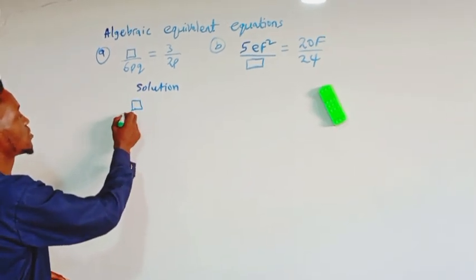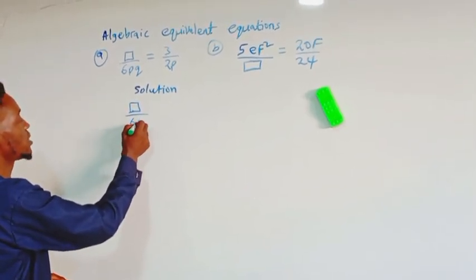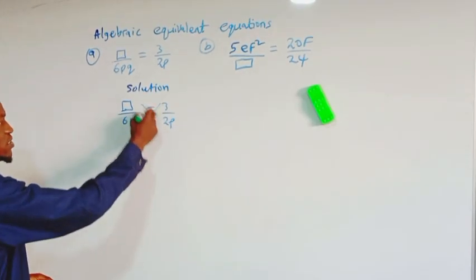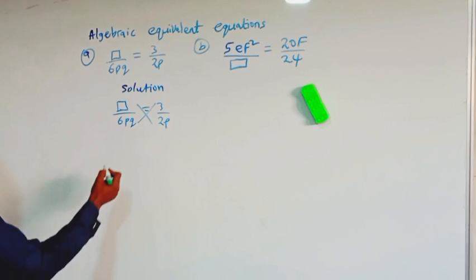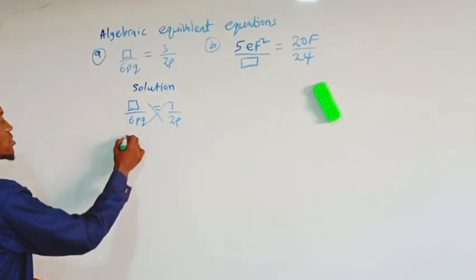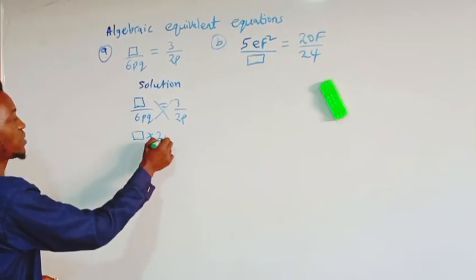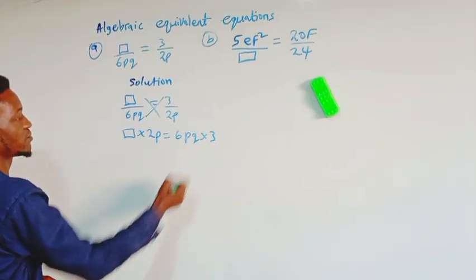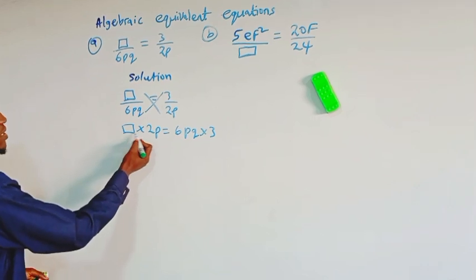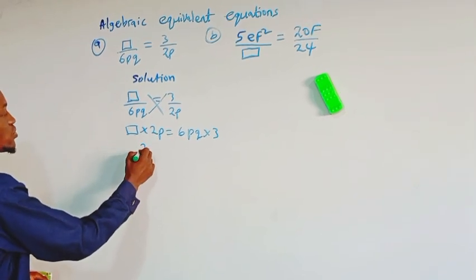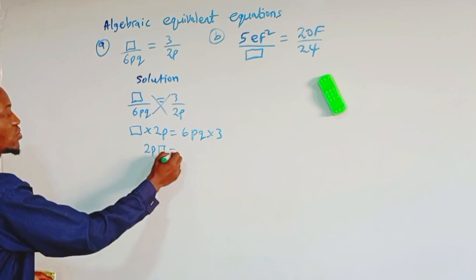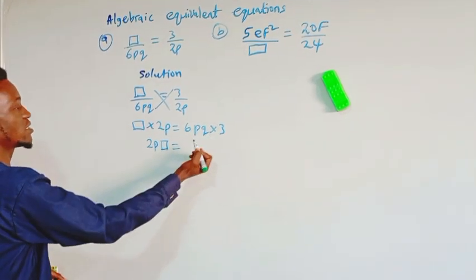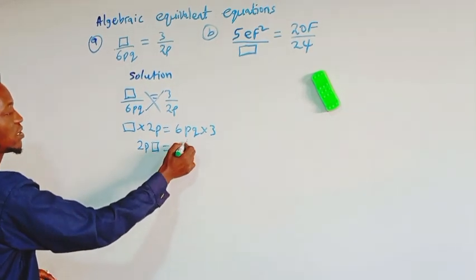So we are given this symbol over 6pq equals 3 over 2p. Definitely you're going to cross multiply, right? So if you cross multiply, this one comes to this side. That means this symbol times 2p is equal to 6pq times 3. First, say 6 times 3. 6 times 3 is 18. So we have 18pq.